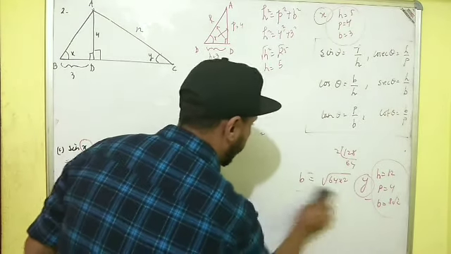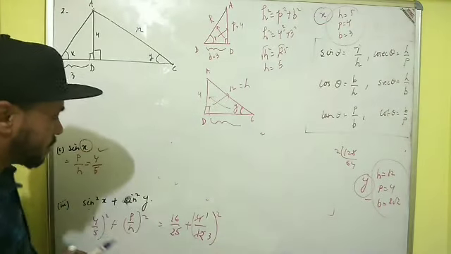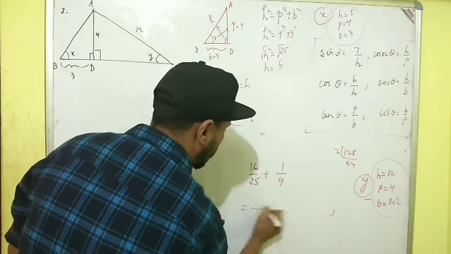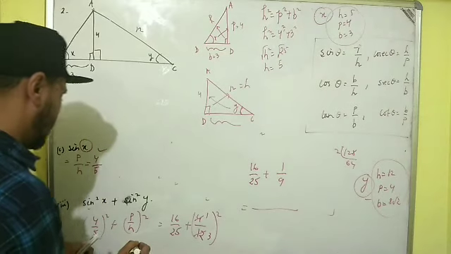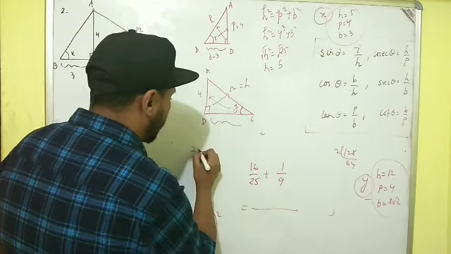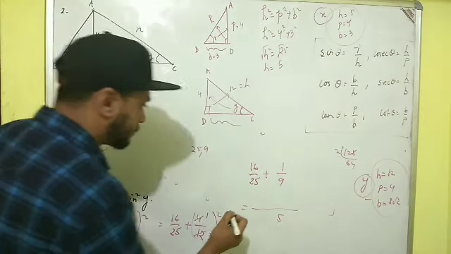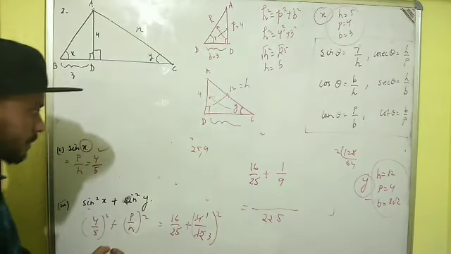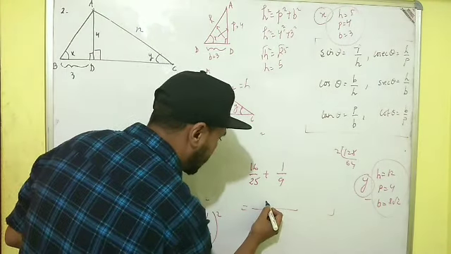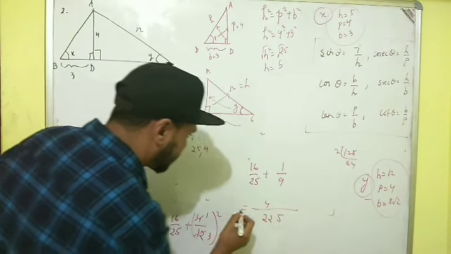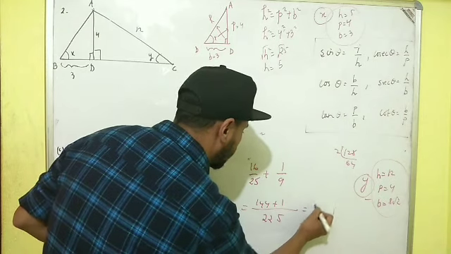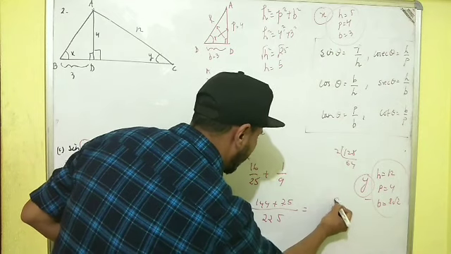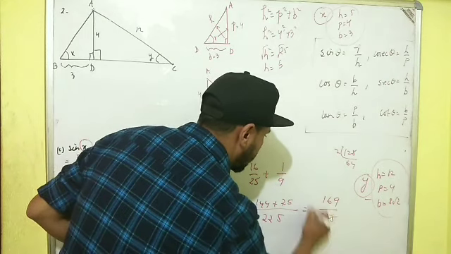Alright, so let's do it here. Let's roll this one. So this will be 16 by 25 plus 1 by 3, 3 is 9. So the LCM of 25 and 9 is 225. So this is your 144 plus 1. So this is your 145. Sorry, this is your 25. So the answer will be your 169 by 225.